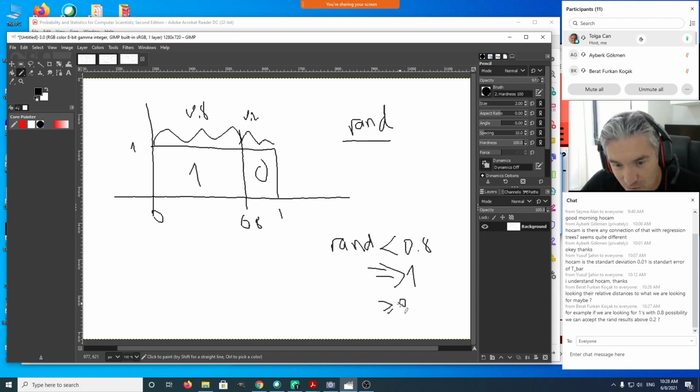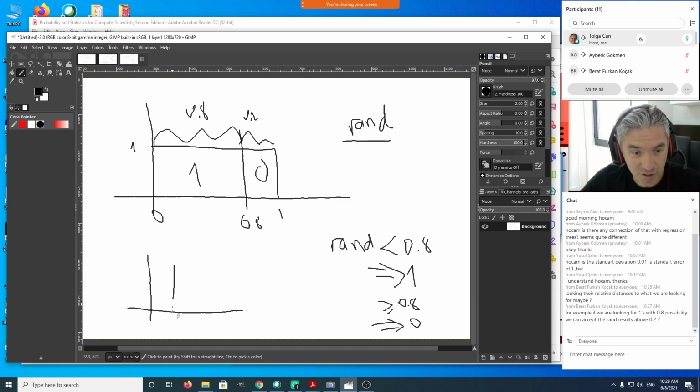But if it's greater than or equal to 0.8, generate a Bernoulli variable 0. You see, this way, and what you're saying, Berat Furkan, is also correct. Why do we have the threshold here? Your solution was to have the threshold at 0.2, because probably you want to have 0 first, since 0 comes first before 1, right? So 0, if it's less than 0.2, generate a 0. If it's greater than 0.2, generate a 1. And that's perfectly correct too.